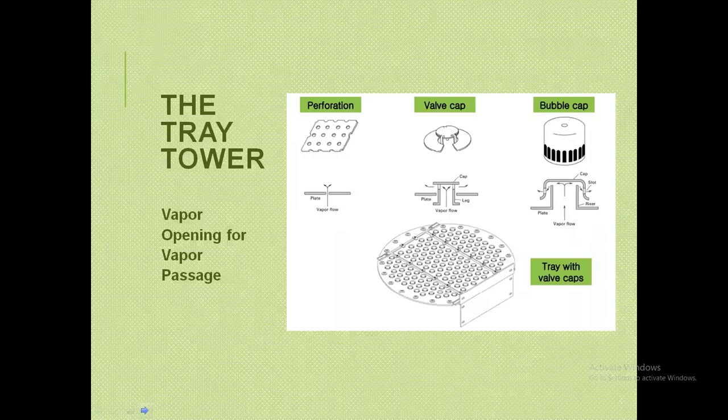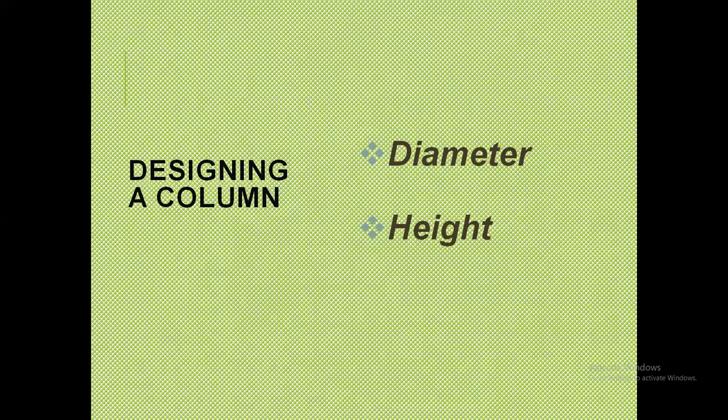Now, your tray tower can have different openings for vapor to pass through. It could be perforated, or in the form of valve caps or bubble caps. Valve caps are illustrated like this. A bubble cap is more or less like a valve cap, but in this case you have a more elongated cap covering the opening. This is an example of a tray with valve caps. So your tray tower can have any of these openings.